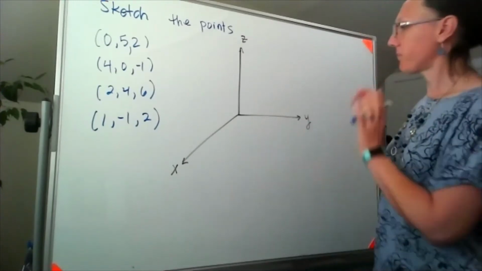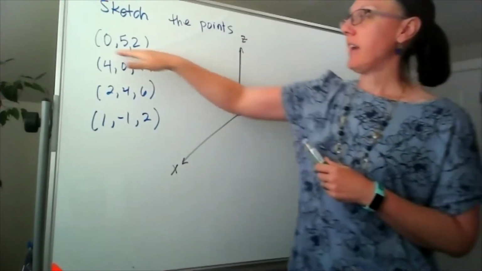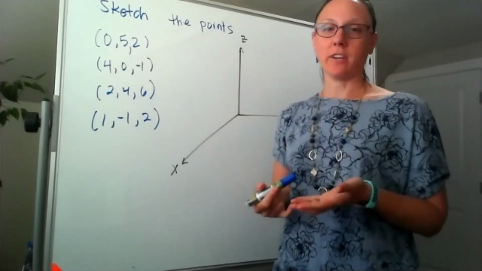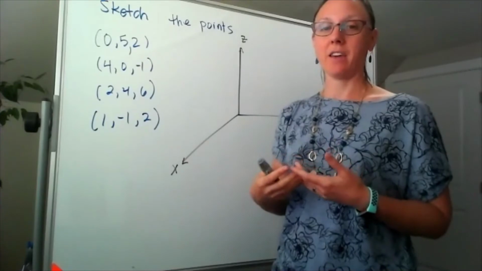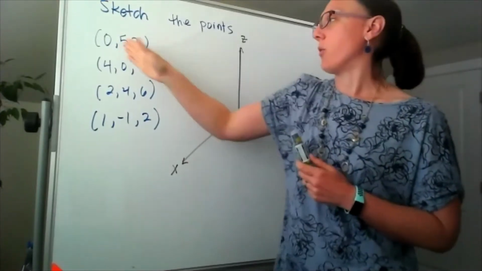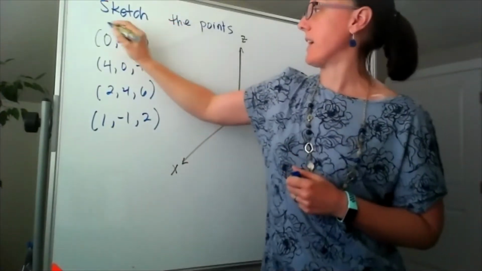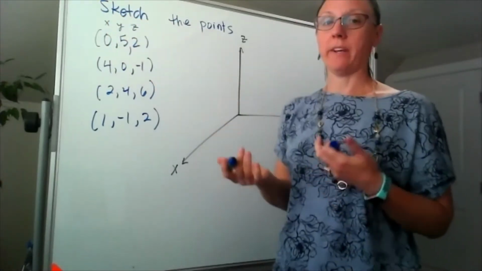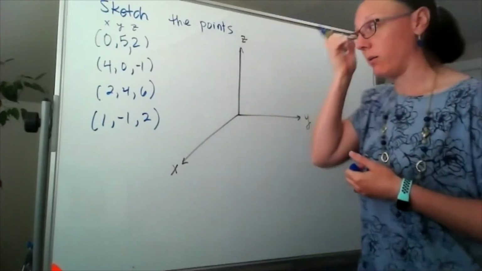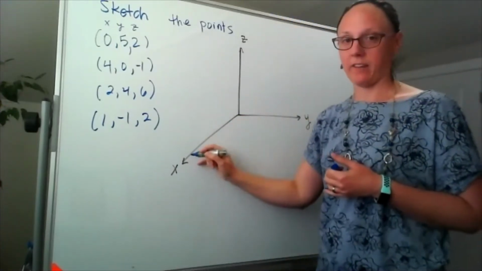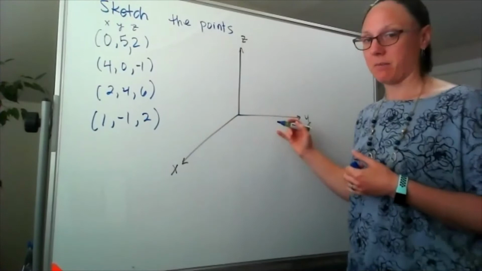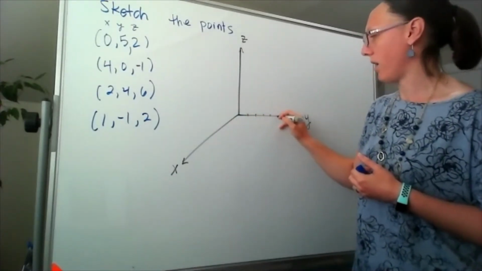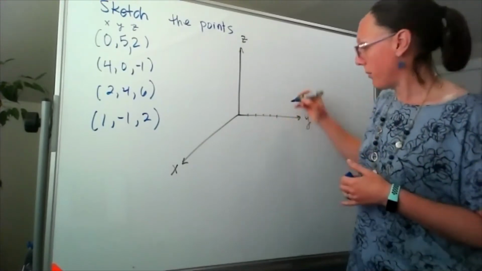board. Going with this, if I need to sketch the point (0, 5, 2), that's actually telling me how many steps to take in each direction. So my coordinates are going to go x, y, z in that order. So if I wanted to show the point (0, 5, 2), I would take no steps out in the x direction, 5 steps to my right in the y direction, 1, 2, 3, 4, 5, and 2 steps up.